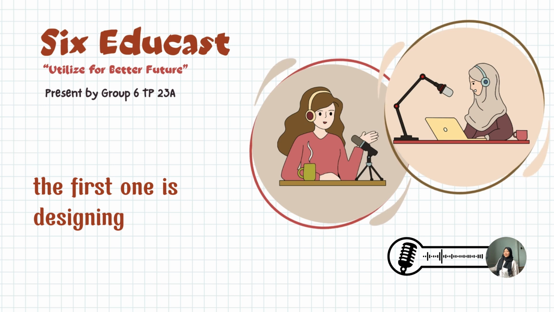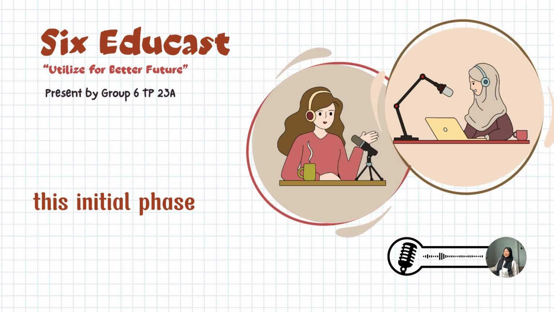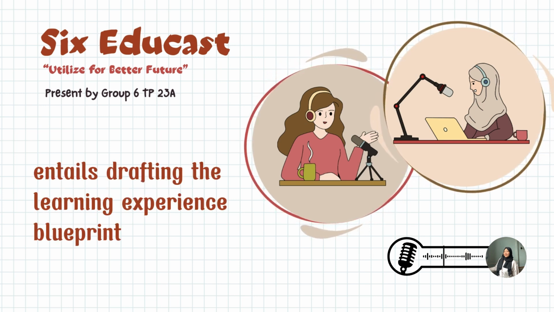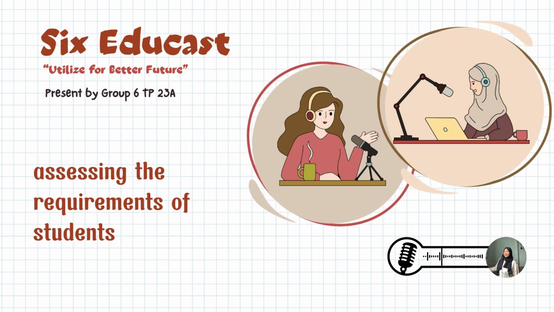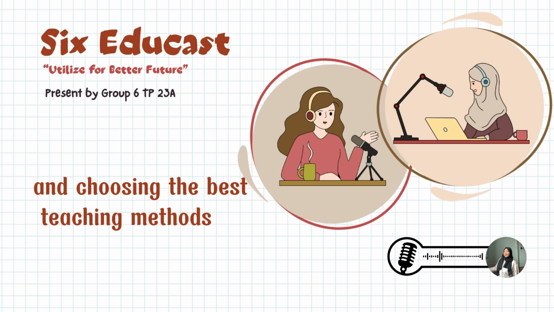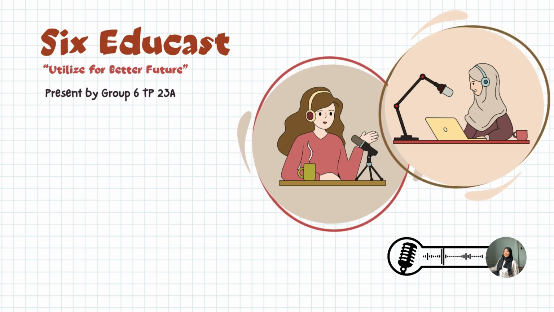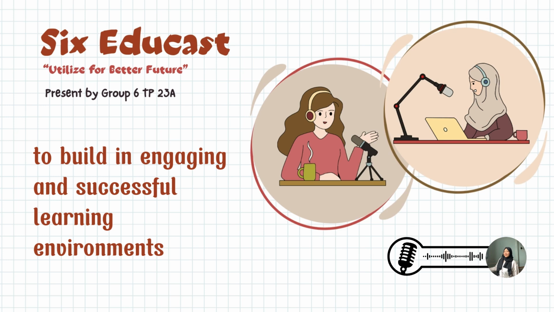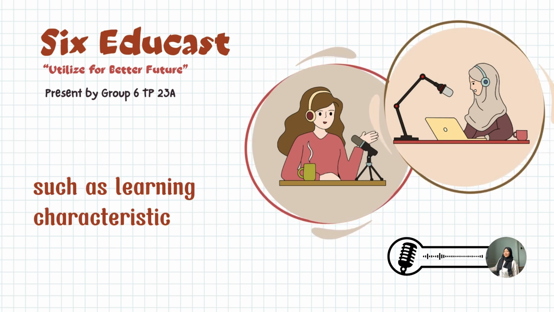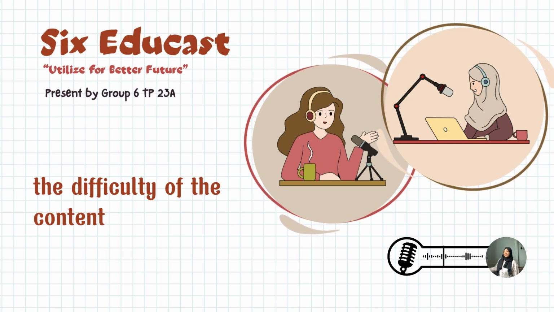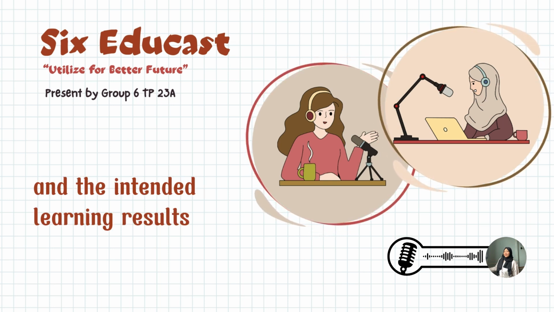The first one is designing. This initial phase entails drafting the learning experience blueprint. It comprises determining learning goals, assessing the requirements of students, and choosing the best teaching methods or tools. To build engaging and successful learning environments, designers take into account elements such as learning characteristics, the difficulty of the content, and the intended learning results.